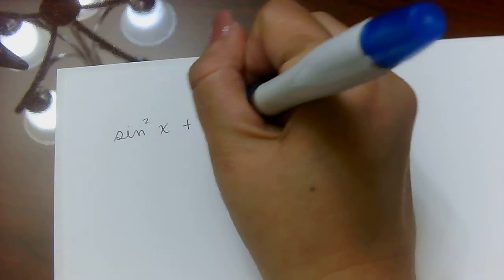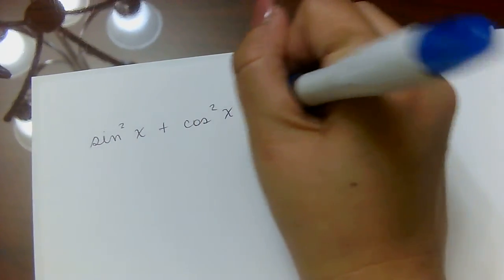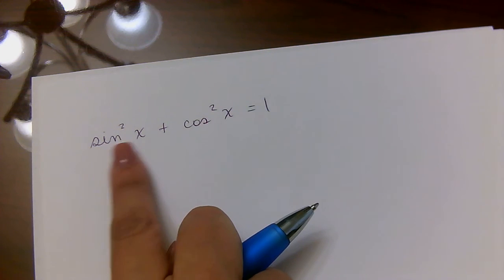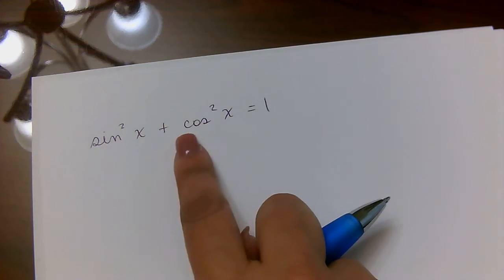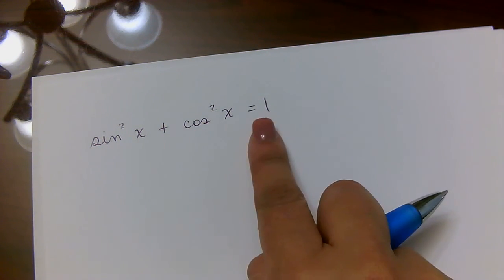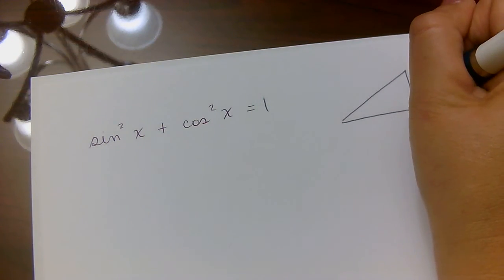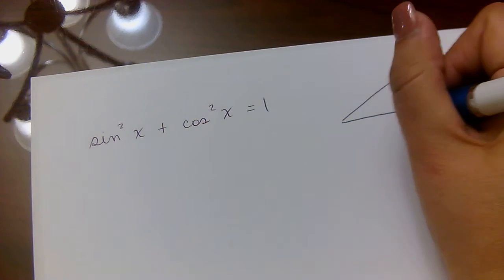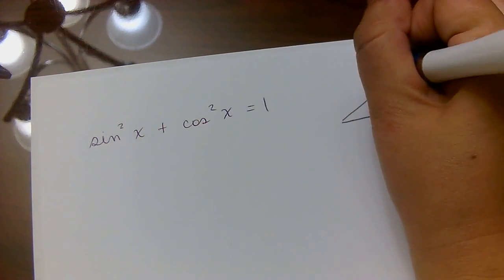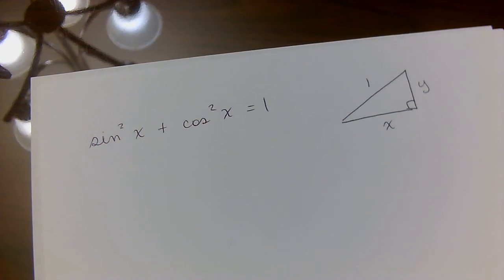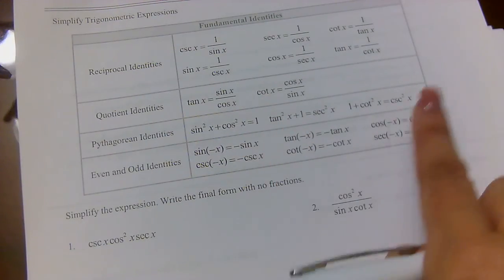If we know that sine squared x plus cosine squared x is equal to 1, and remember this is the same thing as y squared plus x squared is equal to 1 using the unit circle. Okay, this is a right triangle. Here's your x, here's your y, and here's 1. Okay, Pythagorean identity. How do we get the other two trig functions? This one here and this one here. Let's start with the first one.